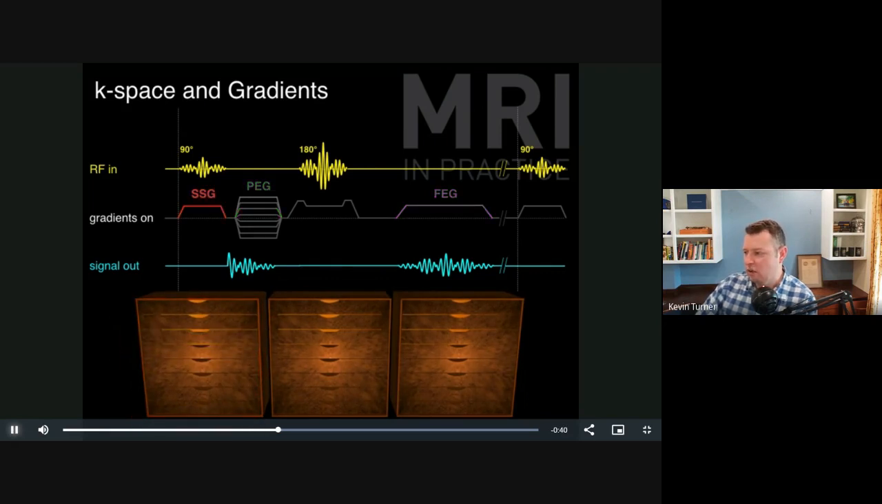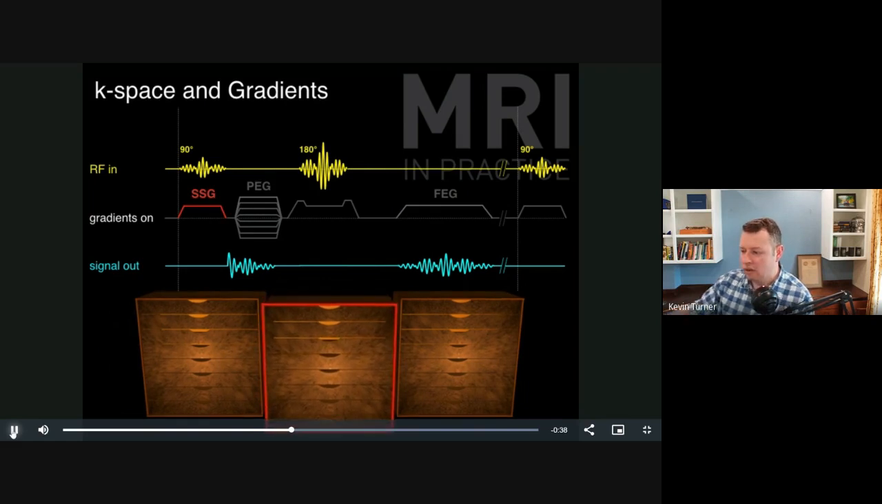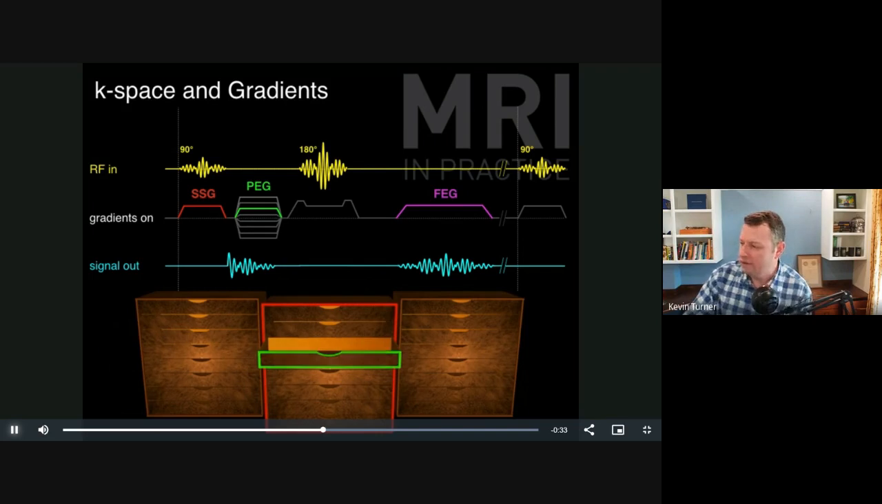Slice select tells us we're in drawer number 2 now. Now, drawer number 2, the third drawer hasn't been filled up yet. So the phase encoding turns on number 3 for slice 2 and then fills up K-space. Data points left to right.